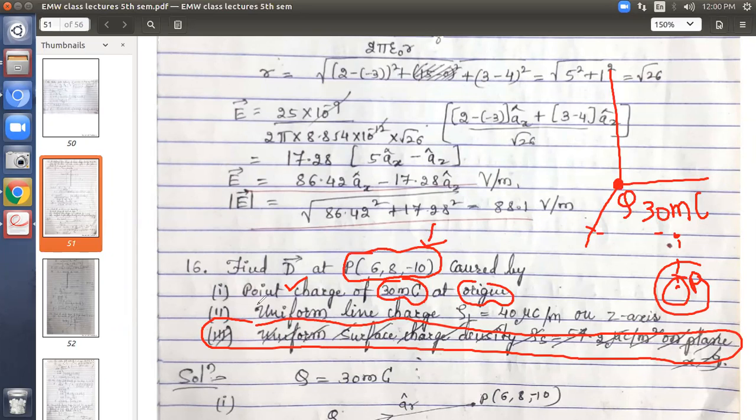Similarly, the second sub question: there is a line charge and the line charge density is already given, that is rho L, and they have indirectly specified the position. Okay, that is on the z axis. In the question it is mentioned on the z axis.